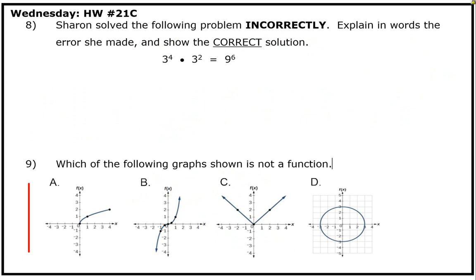Sharon solved the following problem incorrectly. Explain in words the error she made and show the correct solution. Alright, well, we're multiplying like bases here. And when you multiply like bases, you keep the base the same and you add the exponents. So let's keep the base the same and add the exponents. So it looks like Sharon got the right power, but not the right base. So explain in words the error she made. Well, I've already corrected it here, so now I just need to explain.